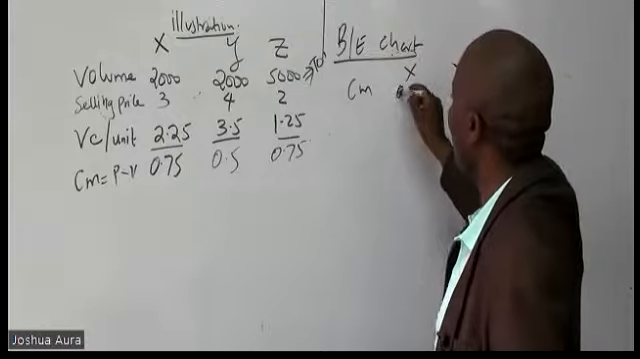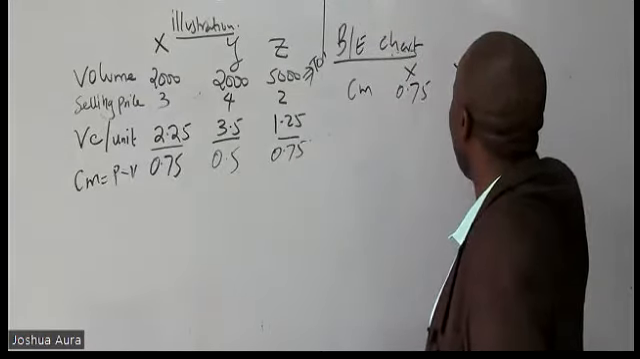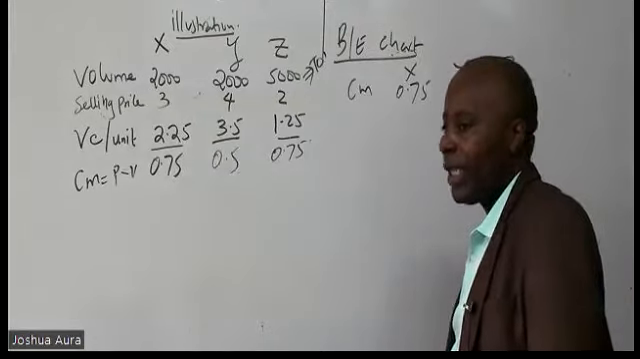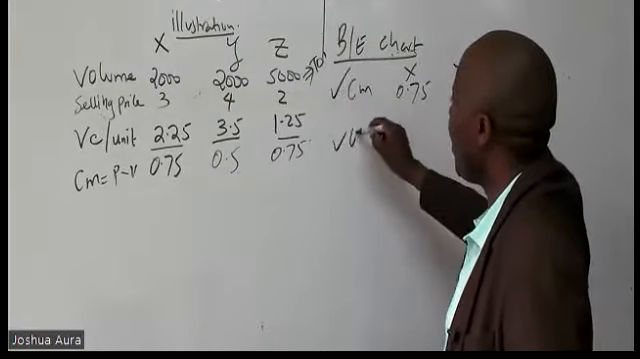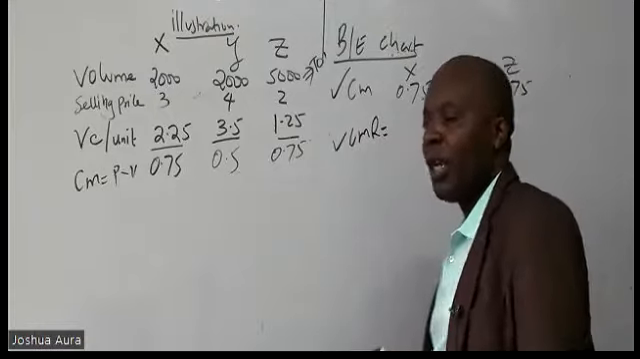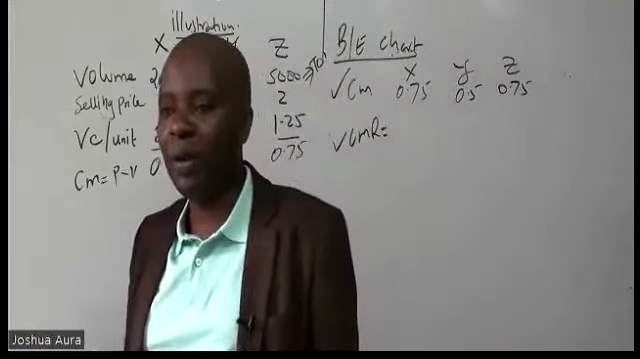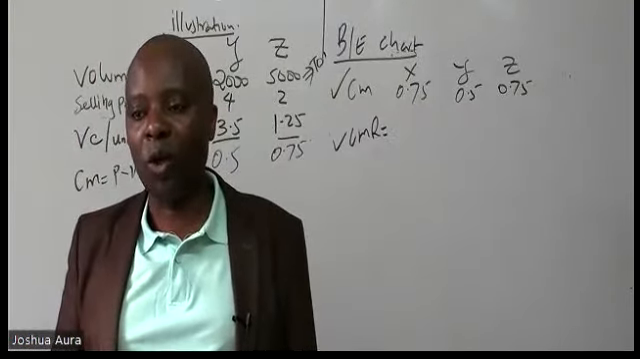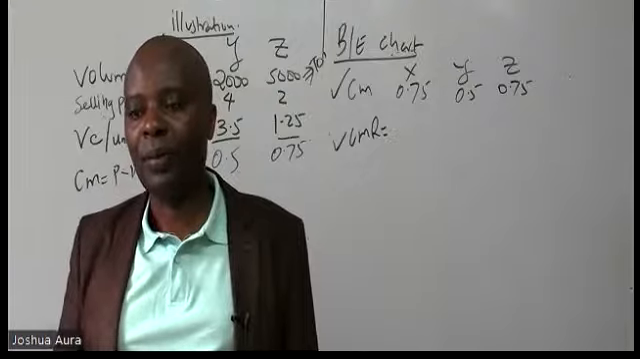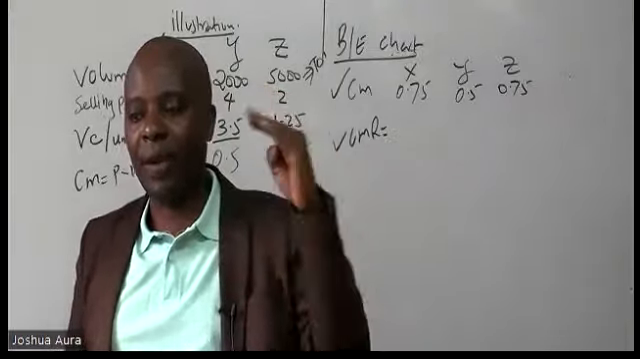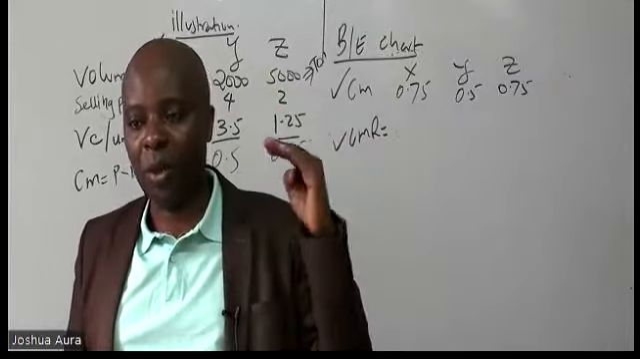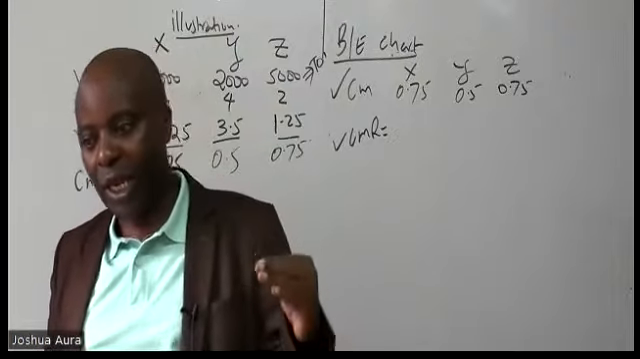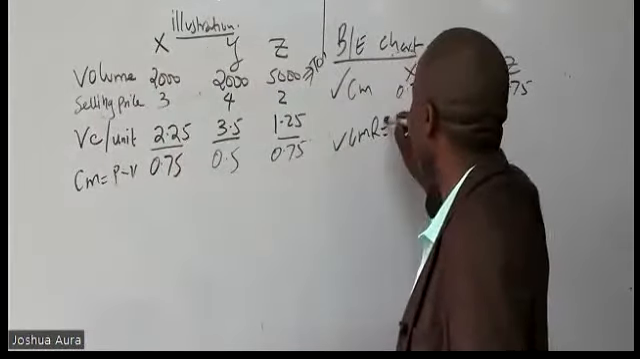Fortunately, we had computed this as 0.75, 0.5, and then 0.75. That's contribution margin. That is step number 1. Step number 2, give us CMR. Is there somebody who can remember how we normally compute CMR? CMR is contribution margin ratio. It is something divided by something. It is CM over price.